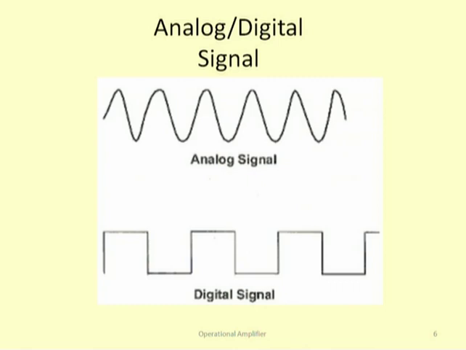If you look at this slide, in the upper part there is an analog signal. It is continuous with respect to time. The X-axis is the time axis. The Y-axis is the amplitude axis. You can see that at each and every time point there is some value of the signal. So it takes infinite values within a particular range.